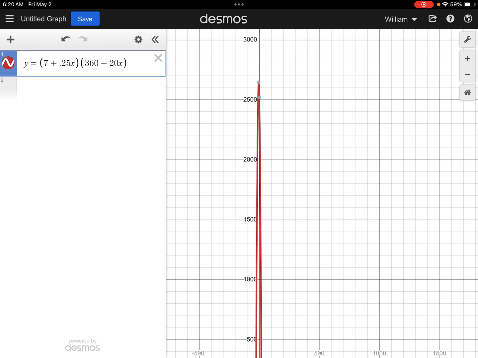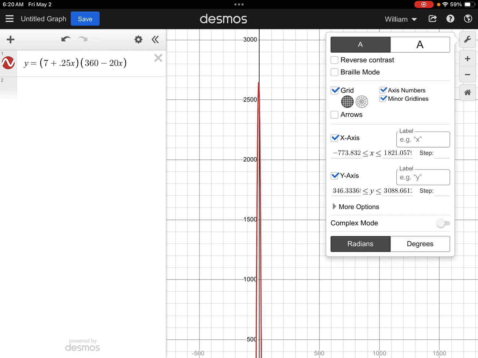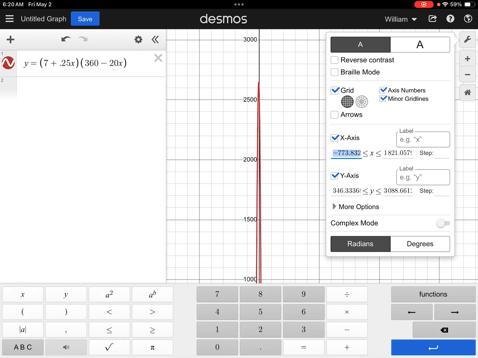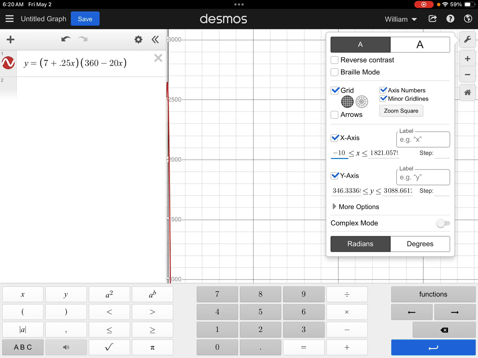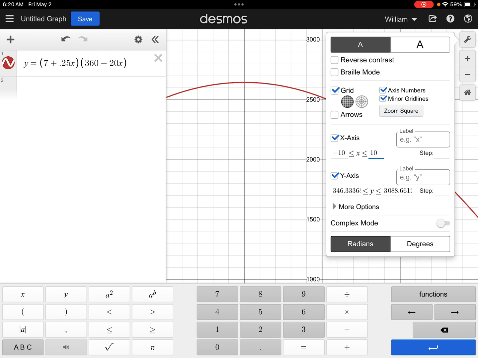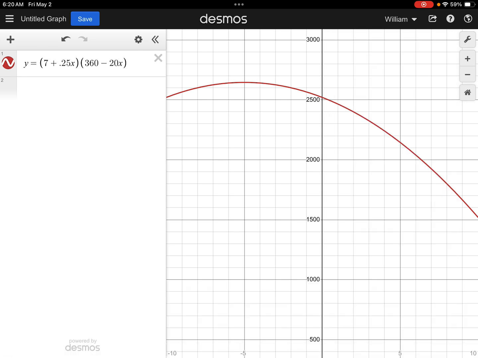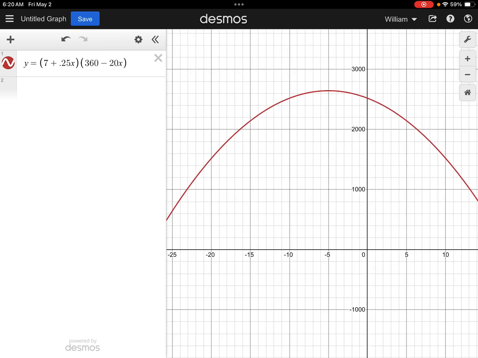Looks like I'm up here. My top is at about $2,600. So let's change my x-axis from -10 to 10. There, it's a little bit easier to see, isn't it? And I want to look at my vertex. Oh, look at that. Negative. That means they should not increase.